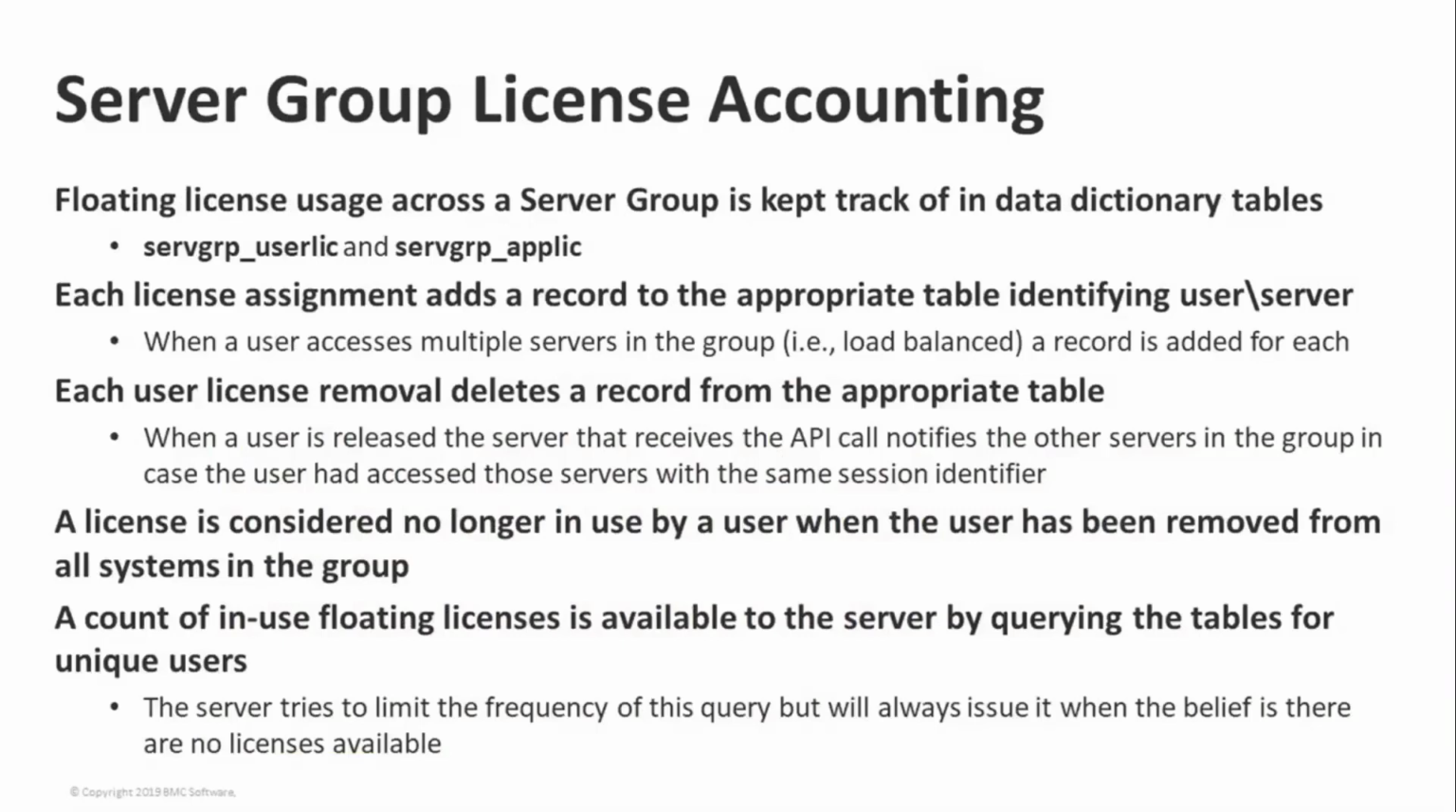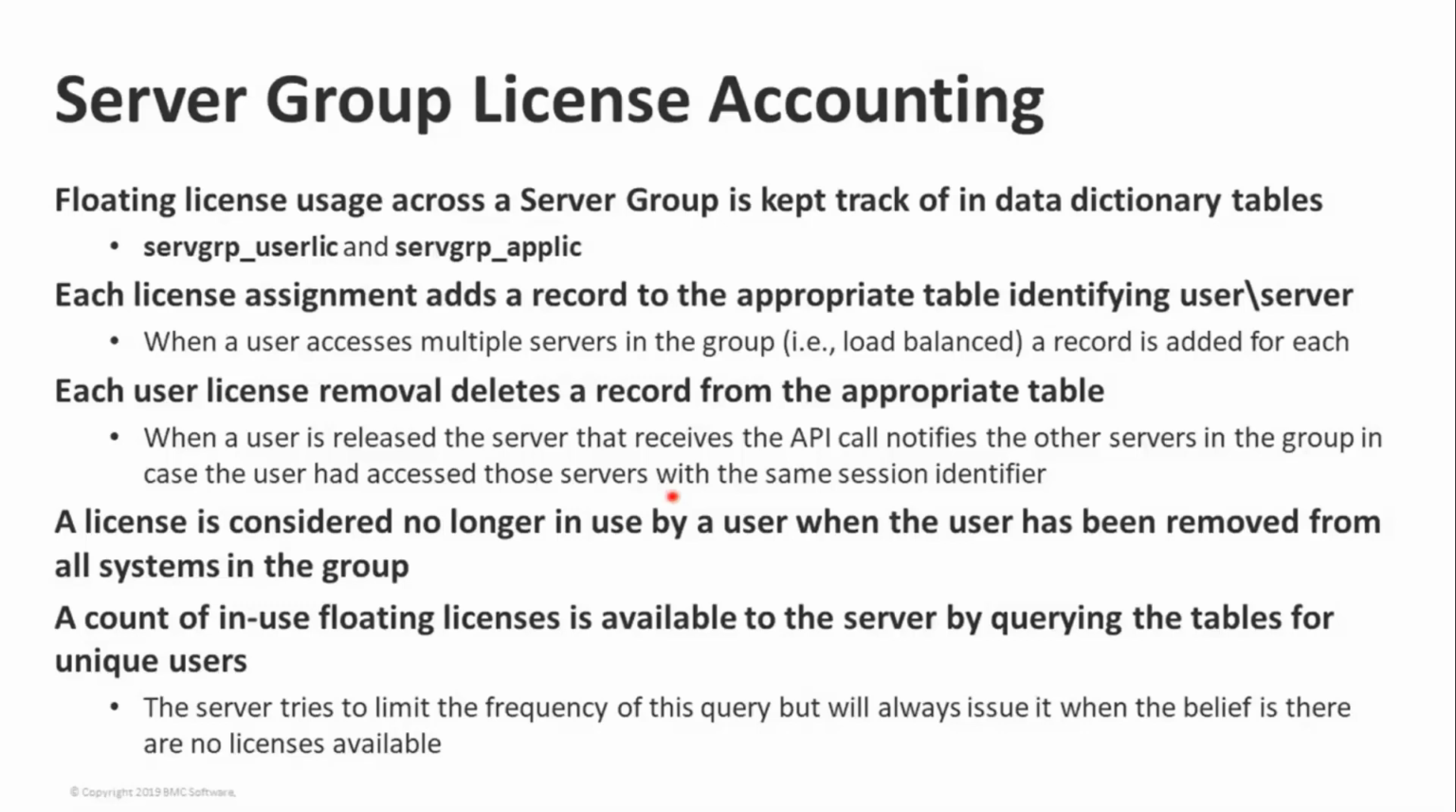tables in the database will have a record added to them that will identify a user has a floating license and on what server. So when a user accesses multiple servers in the group, for example, in a load balanced environment, they may end up sending calls to any 3, 4, or 5 servers. A record is going to be added for each one of those combinations. When a license is removed from a server, a record gets deleted from the appropriate table.